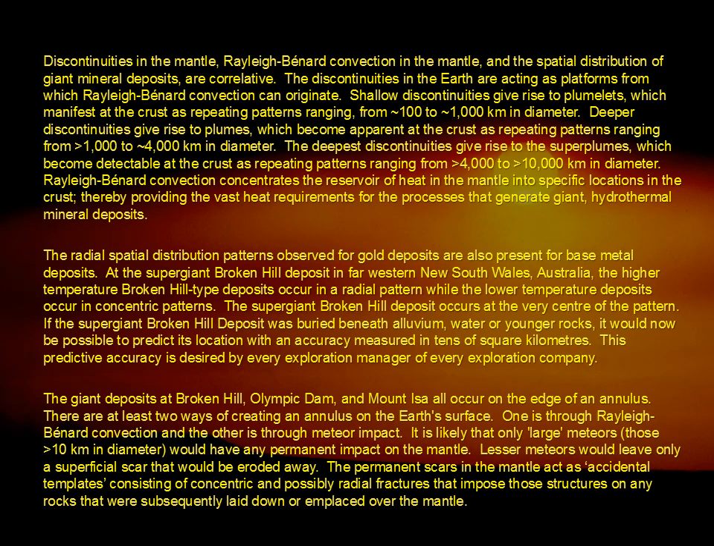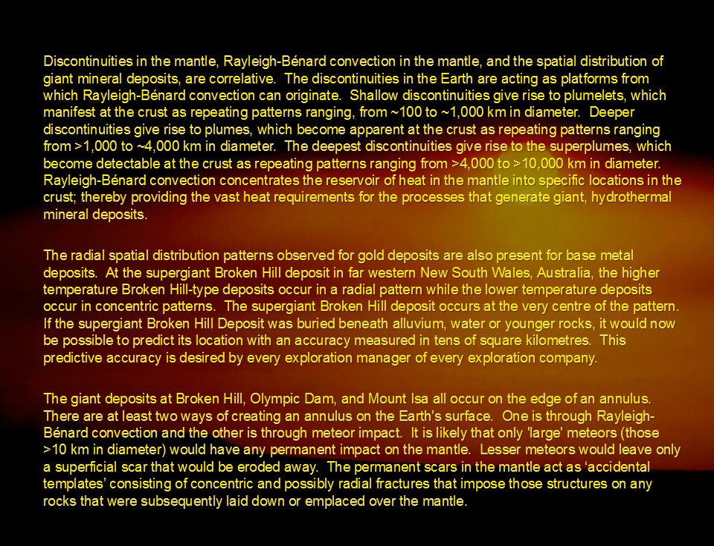If the supergiant Broken Hill deposit was buried beneath alluvium, water, or younger rocks, it would now be possible to predict its location with an accuracy measured in tens of square kilometers. This predictive accuracy is desired by every exploration manager of every exploration company. The giant deposits at Broken Hill, Olympic Dam, and Mount Isa all occur on the edge of an annulus.